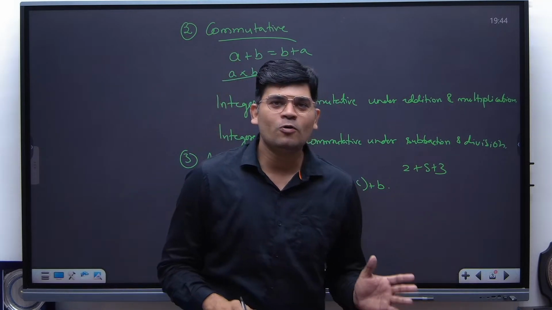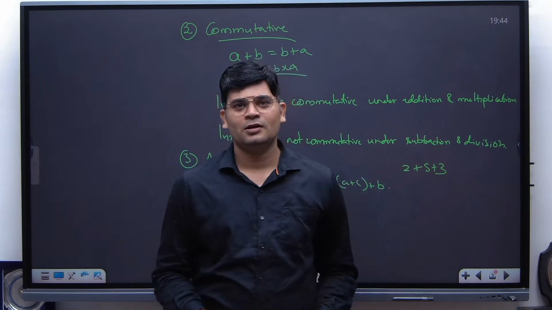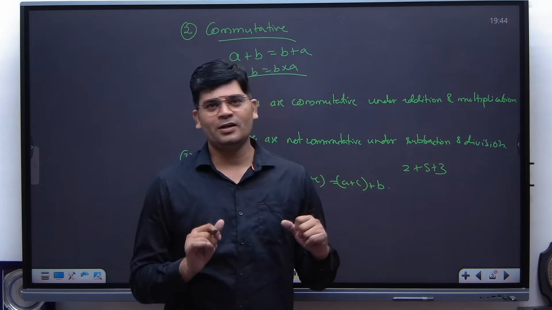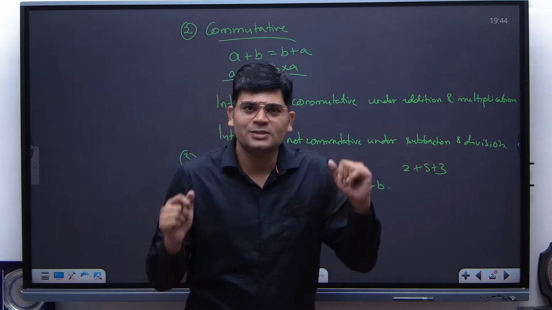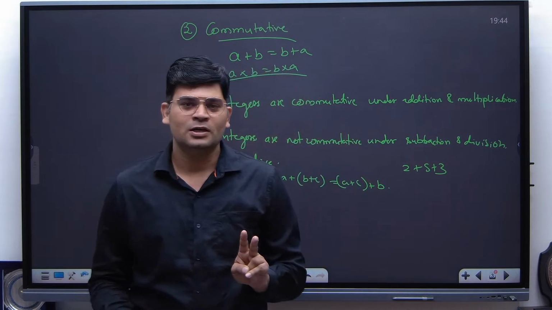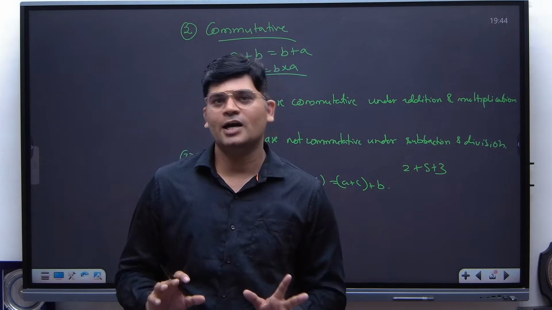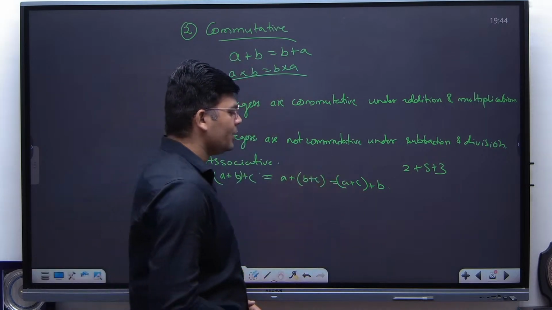Nobody in the world can say 2 plus 5 plus 3 is 10 directly. He will say 2 plus 5 is 7 and 7 plus 3 is 10. Means at a time we are adding only two numbers. It is our privilege to add any two numbers of our choice. Now how does this affect our day-to-day life?